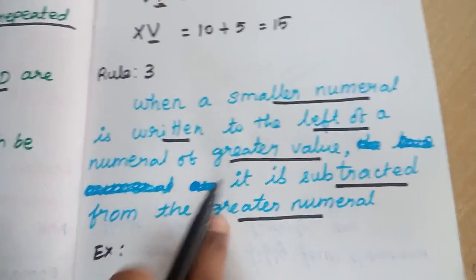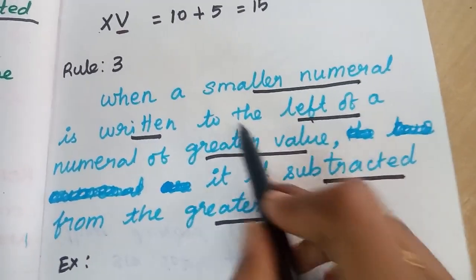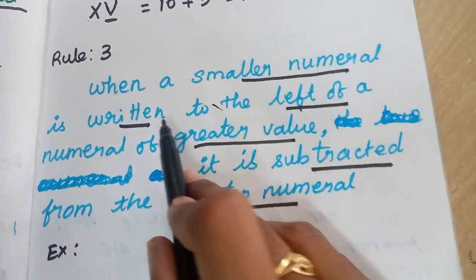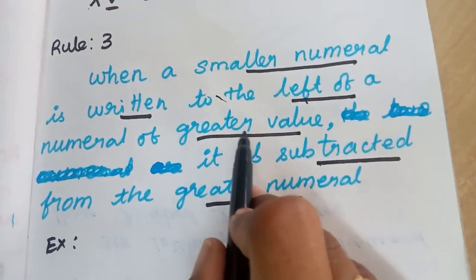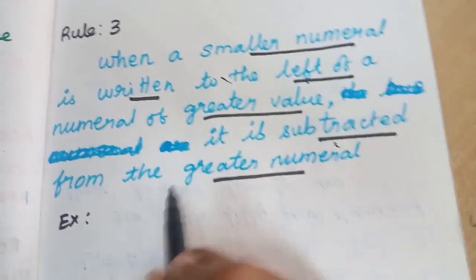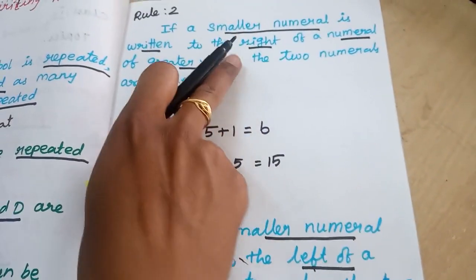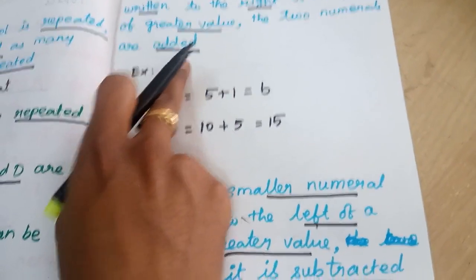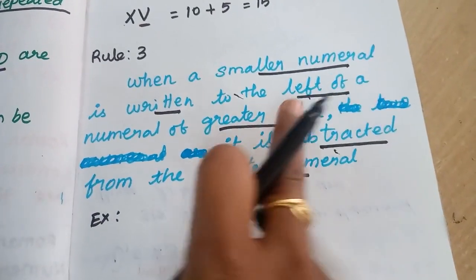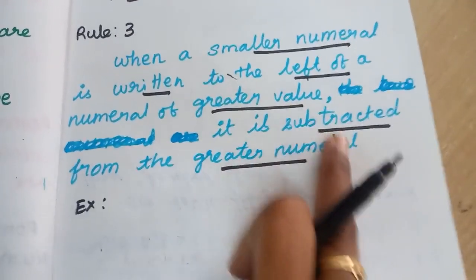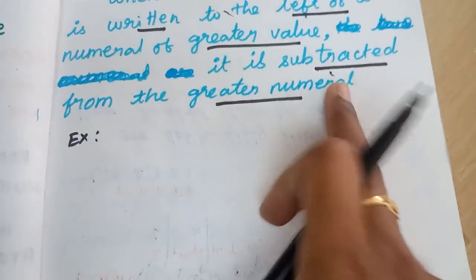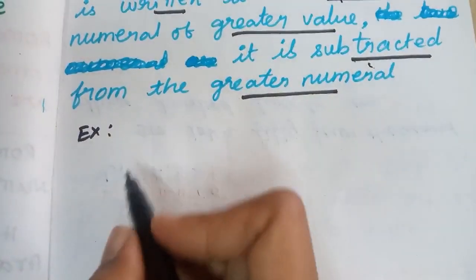But in the third rule, the smaller numeral written to the left side of the greater numeral is subtracted from the greater numeral. If the smaller numeral is written on the right side, you have to add. If the smaller numeral is written to the left side of the greater value, you have to subtract. Okay, shall we see the example? Then you will get clear.